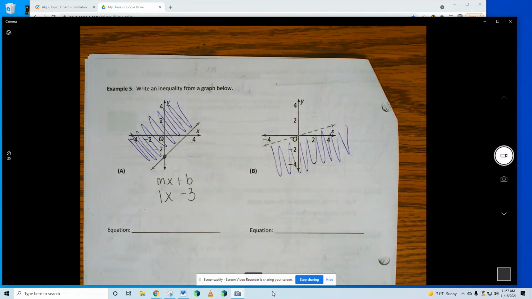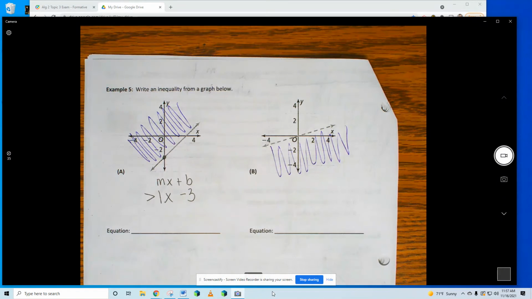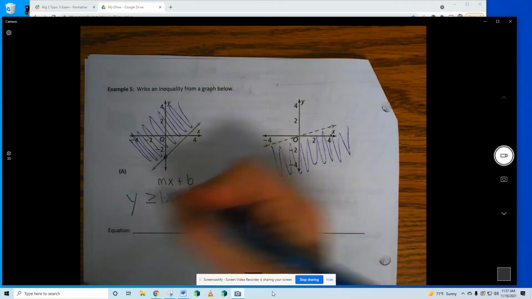I don't know whether it's less than or greater than. Where's my shading? Is my shading less than the line or greater than the line? See above? It's above the line. It's greater than, and it's solid. Is that greater than or equal to, or just greater than? It's a solid line. What does solid mean? Greater than or greater than or equal to? It's got the line underneath it. That's the or equal to part. And then the y goes there.